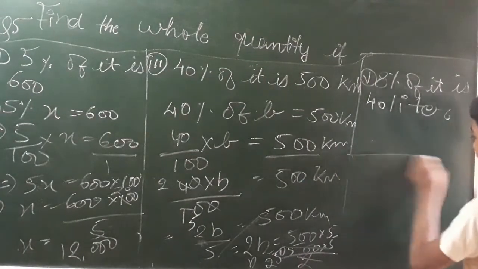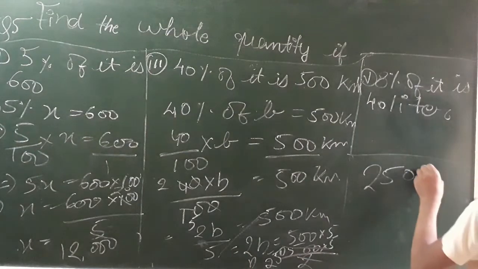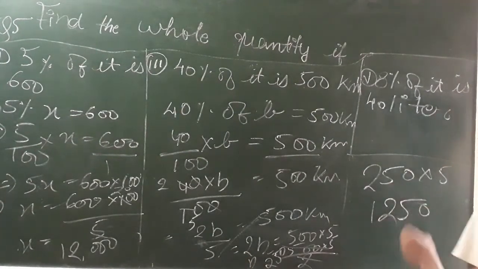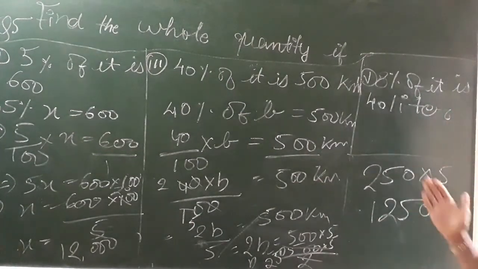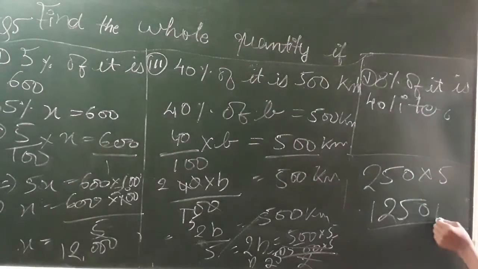When this 250 is multiplied by 5, it will give the answer 1,250. So you can write the whole quantity will be 1,250 kilometers.